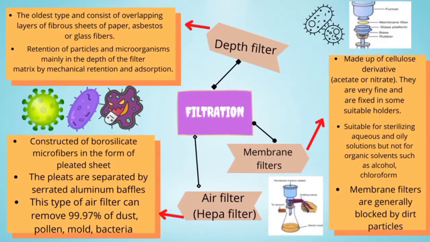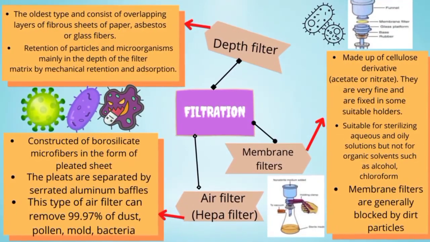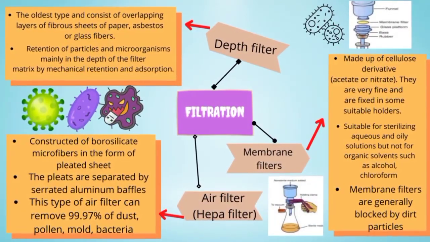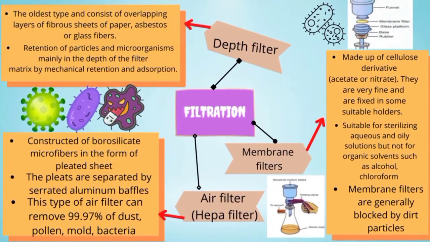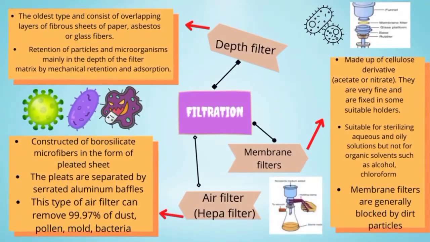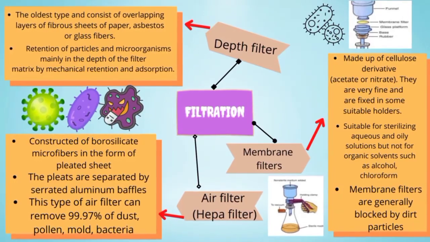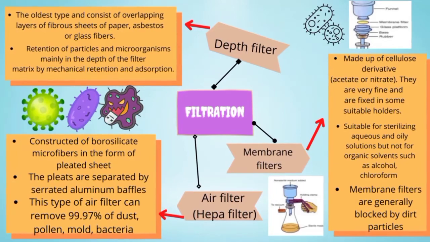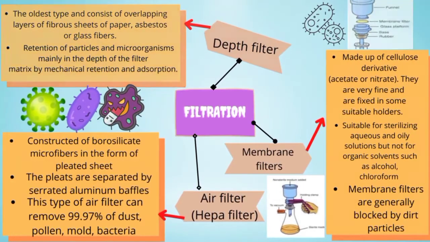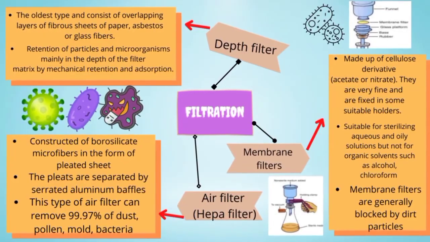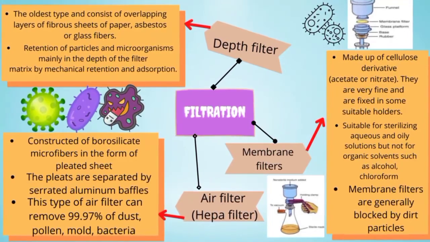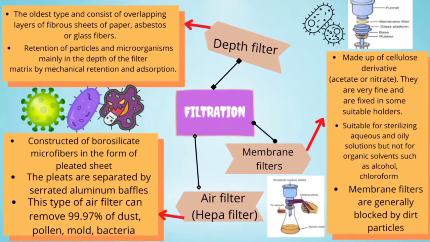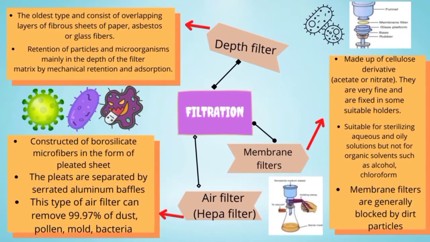Next, I would like to explain three examples of materials that use filtration. So, the first one is the depth filter. Do you know what a depth filter is? Depth filters are the oldest type and consist of overlapping layers of fibrous sheets of paper, asbestos, and also glass fibers. Particles and microorganisms are retained mainly in the depth of the filter matrix by mechanical retention and absorption.